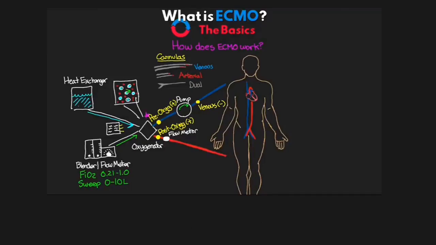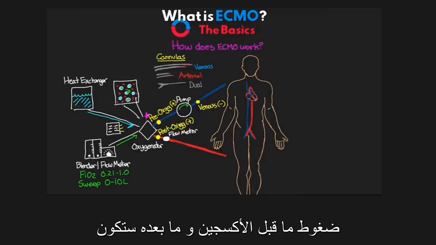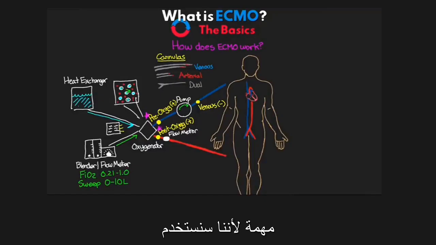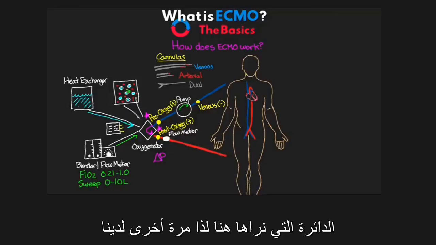Now, both the pre-oxygenator and the post-oxygenator pressures are going to be important, because we're going to use these two together in order to calculate something that we call our delta P. And this is basically the change in pressure that exists across this membrane. And the reason this is important is it's actually going to help us identify clotting that's taking place in the oxygenator. So that's a good look at the circuit that we see here.